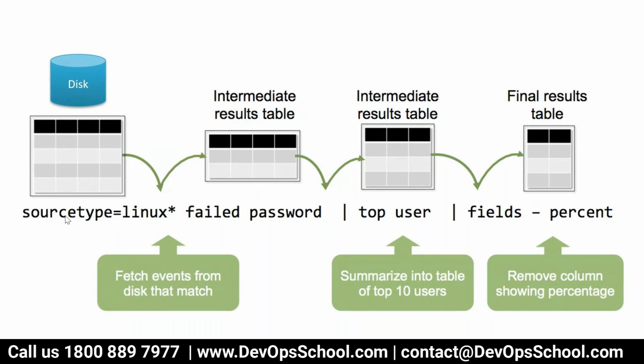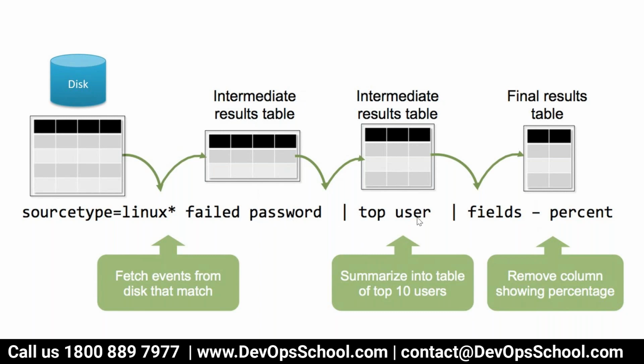You are filtering by source type Linux. Star means any source type named with Linux, ending with anything. Here I'm searching for failed password. Mind it, here you do not specify AND or OR. By default it will take AND. That means any logs which have both failed and password.